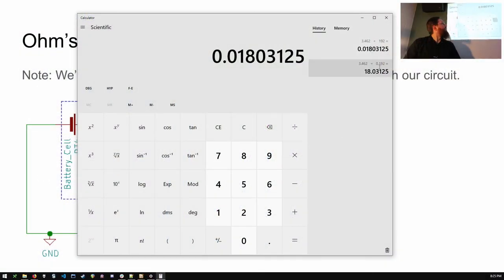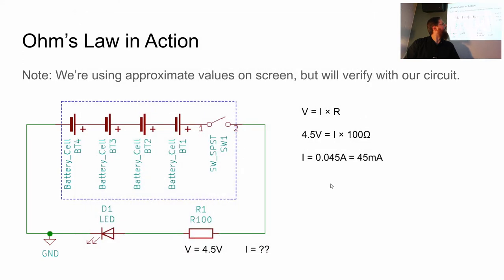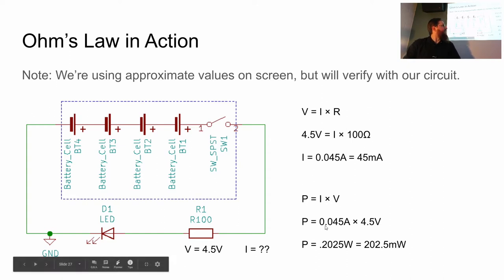Now if we go back to here, I will kill the calculator. We can also figure out the power in this resistor. So power is kind of the catch-all for how to know if your component will explode. So power is equal to current times voltage. We know that the current we just calculated in this case was 0.045 amps, and our voltage is 4.5 volts. So we have 0.2025 watts. And watt is the unit of power. I think it was on the slide, but I didn't say it out loud before now.